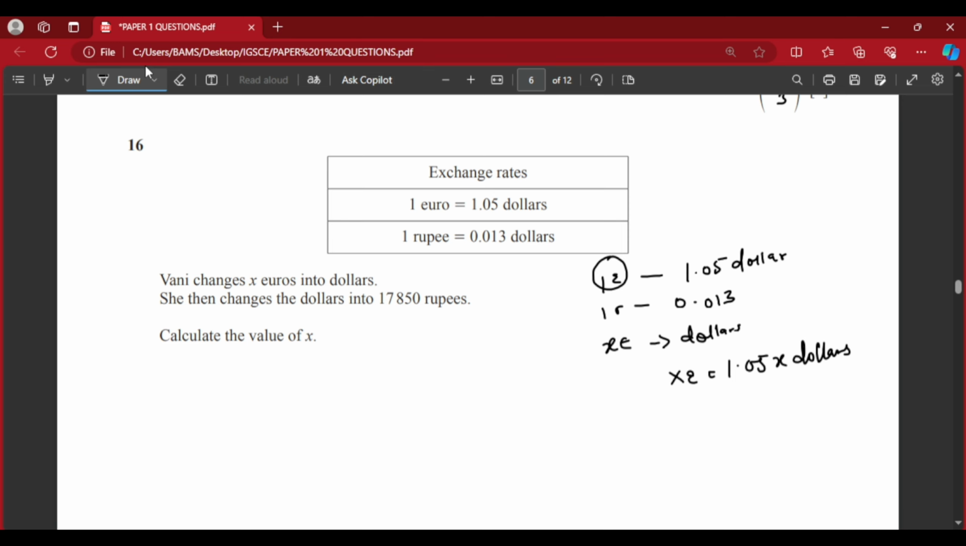So now I know that that's how to convert in terms of dollars. So I want to now convert this particular amount that is in rupees, right? I know fully well that 1 rupee is 0.013, right? And what will be 17,850 rupees in terms of dollars, right? Which is 1.05x. So what do we do? We now do some rough calculations, multiplication. So I will just have 1.05x is equal to 17,850 times 0.013.